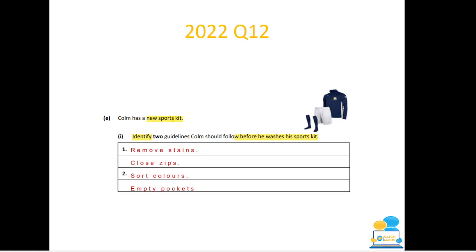So first thing, he could remove stains, close up the zips so that they're not hanging out and get caught in the machine. Sort colours. So for example, here he has white shorts, but his half zip is navy, so you wouldn't want the colours running in. Empty pockets. Make sure there's no tissues, so that it's not going all over the clothes and all over the washing machine. So stuff like that. So it's very short and sweet. You're not writing huge amounts of information there.